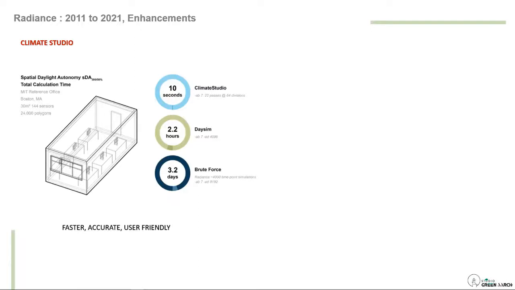So you can see in 2011, when you were using brute force like Radiance, if I wanted to simulate the whole year with Radiance, with point in time analysis, it would take 3.2 days to simulate. Then in DaySim, it would take 2.2 hours. Now the same model with this path tracing, we can simulate in 10 seconds. Okay, so it is faster, accurate, and user friendly.